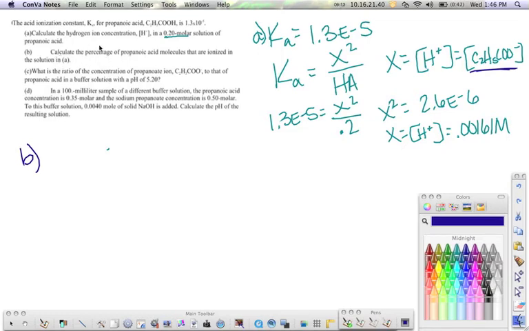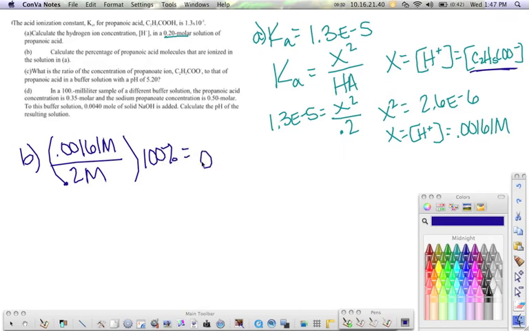Calculate the percentage of propanoic acid molecules that are ionized. So we're going to take the propanoic acid that we started with, the 0.2 molar, and the part that's ionized is this 0.00161 molar. And of course, to make it a percentage, you multiply it by 100. And you end up with 0.81%.